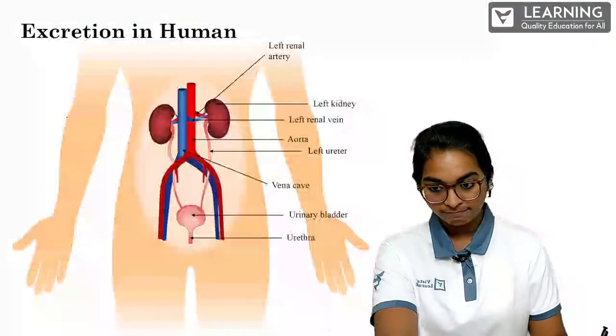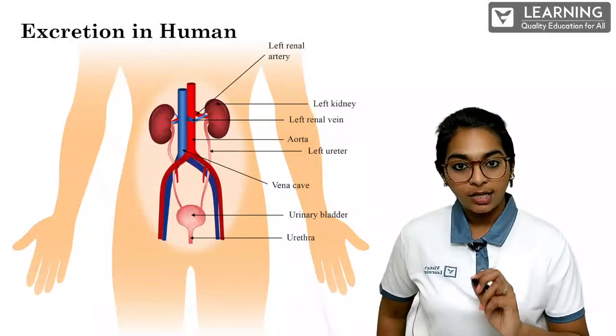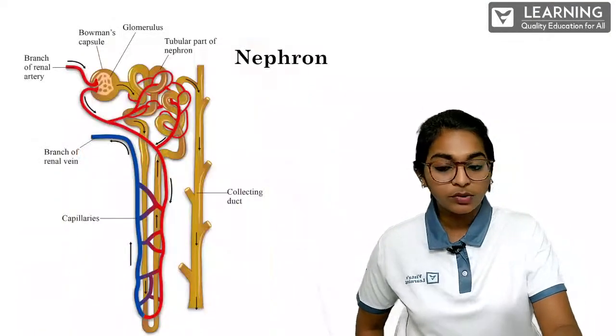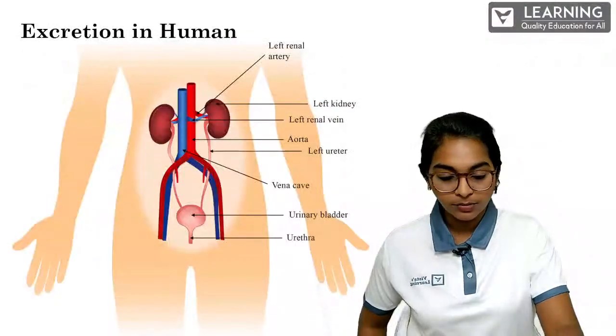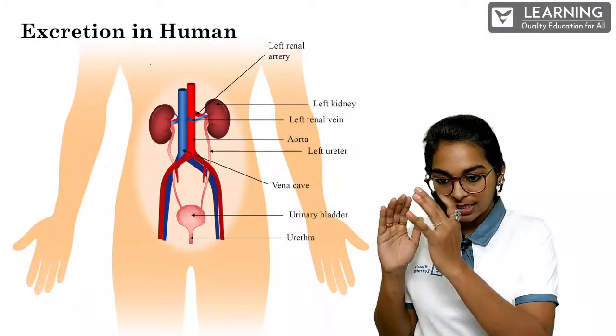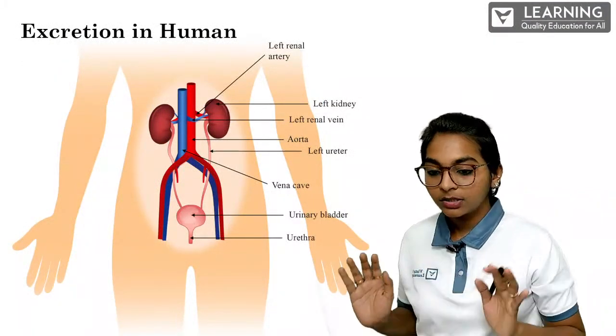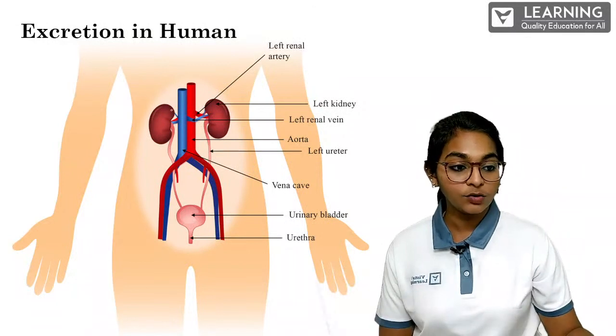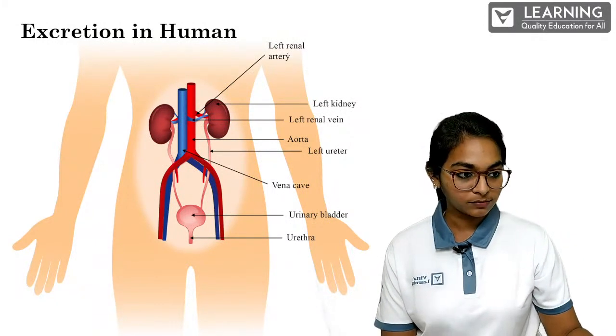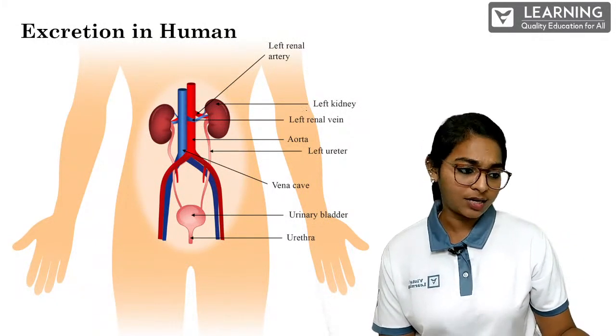Is it clear? Now, excretion in humans, very, very simple. When we are talking about excretion in humans, this is the excretory system. In this excretory system you have a pair of kidneys, left kidney and right kidney.